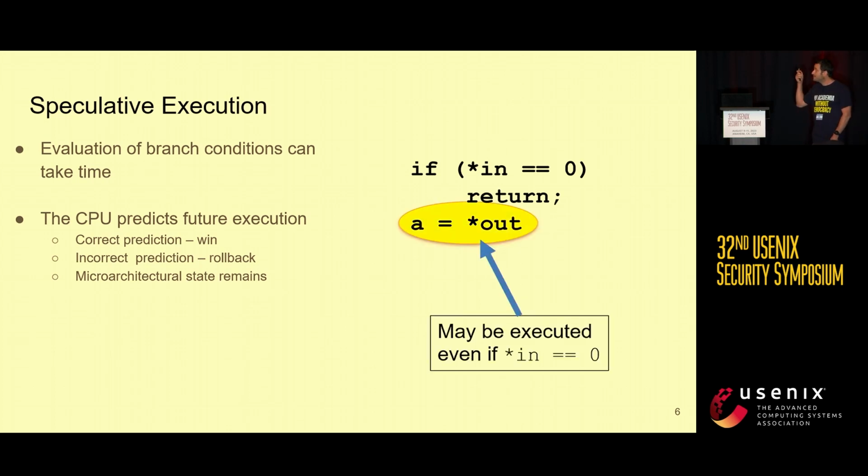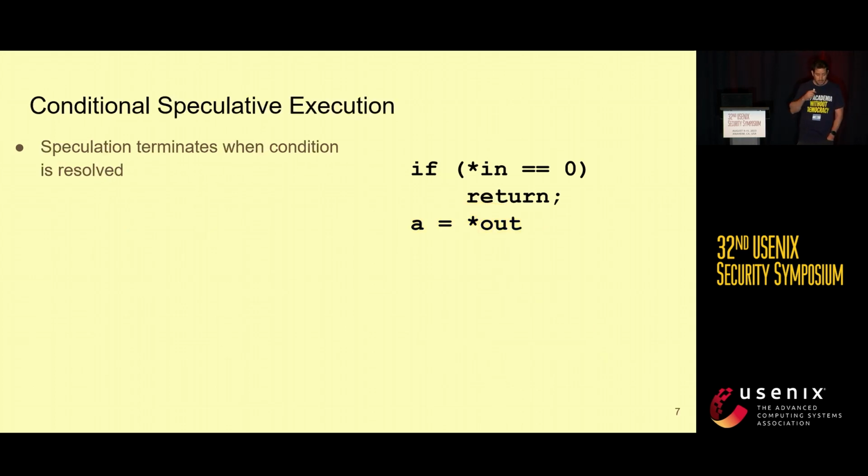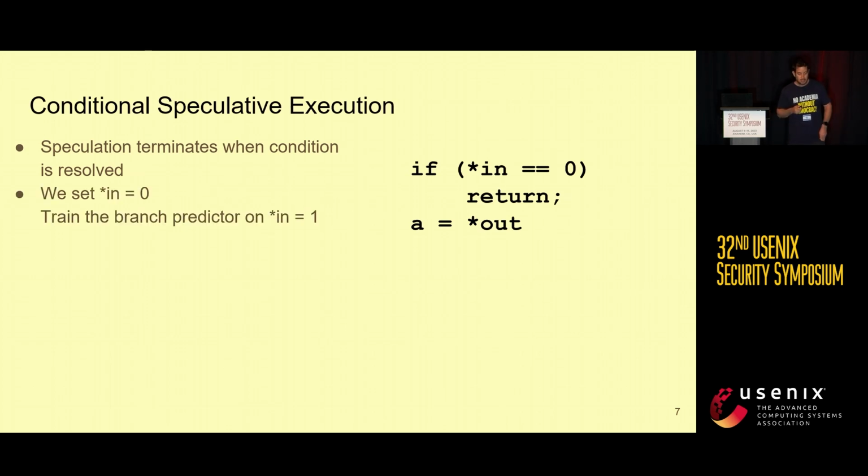The main idea is that this line of code might be executed even if the input address value is 0. So if we look at this speculative execution of conditions, the speculation terminates whenever the condition is resolved. And in order to resolve this condition, we need to know the value of the input address. So we're going to set the input address to be 0. We're going to train the branch predictor to mispredict, to assume that this is 1.